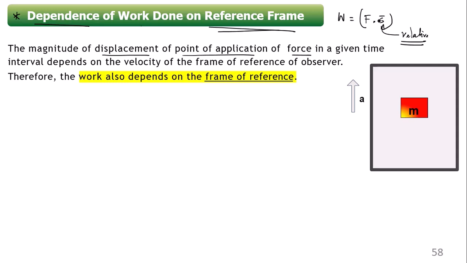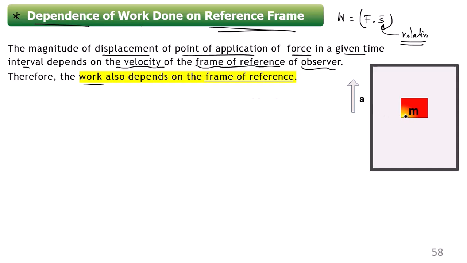That displacement has to be considered at the point of application of the force, the point where I have applied the force. In a given time interval, it depends on the velocity of the frame of reference of the observer. If the observer is in a non-inertial frame, then there is no issue. So if the frame is inertial, then only the displacement part is there. So that means the work is also dependent on the frame of reference.